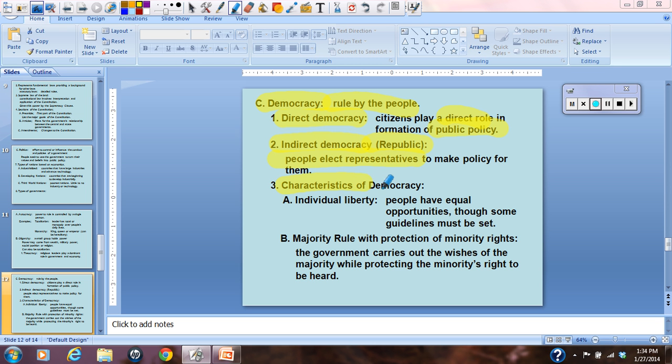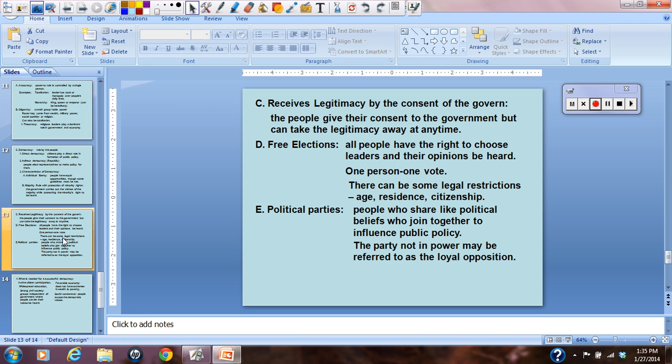Now, with the characteristics, one characteristic is individual liberty. Another characteristic is majority rules. But what has to be protected? Minority rights have to be protected. In other words, protecting the right to be heard. Majority rules, but you have to protect the minority rights. Remember, minority in this case means the smaller group. It has nothing to do with ethnicity. Everybody got it?